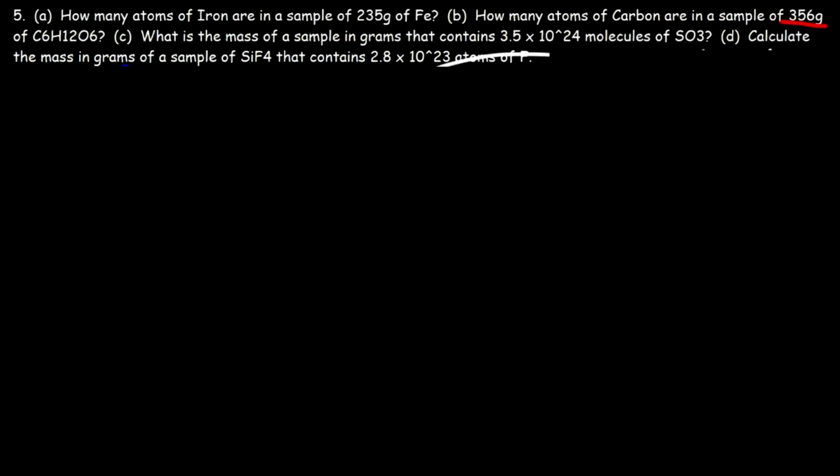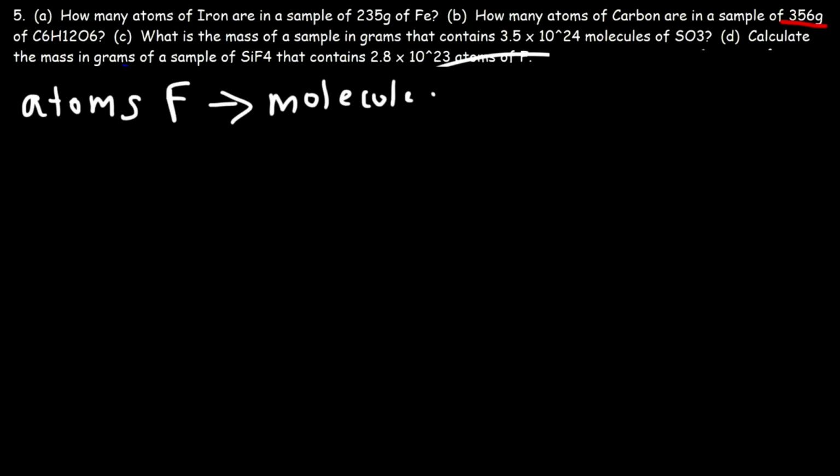Calculate the mass in grams of a sample of silicon tetrafluoride that contains 2.8 times 10 to the 23 atoms of fluorine. I know I marked over it, but that's atoms of fluorine. Feel free to pause the video if you want to try this problem. So we're given the atoms of fluorine, and we need to convert it to molecules of SiF4. So first, let's go from atoms to molecules. And we're going to change the substance.